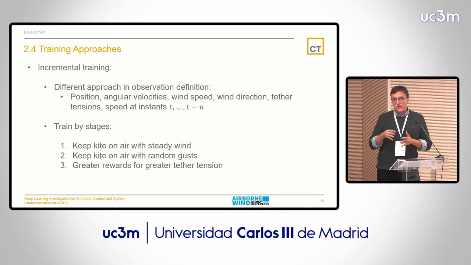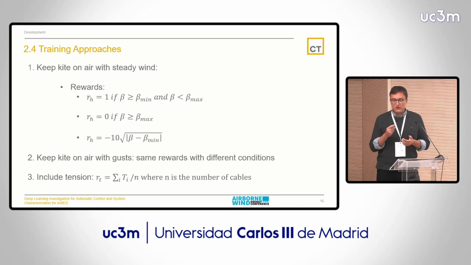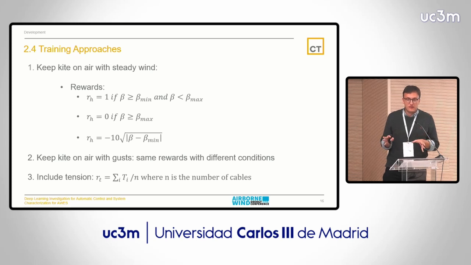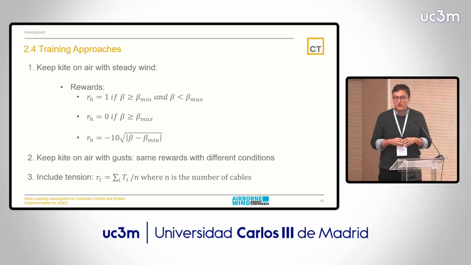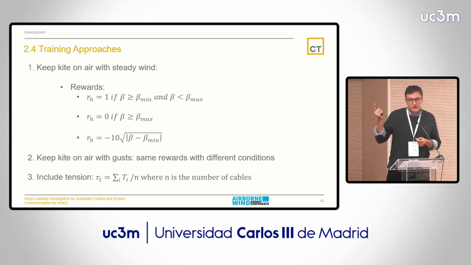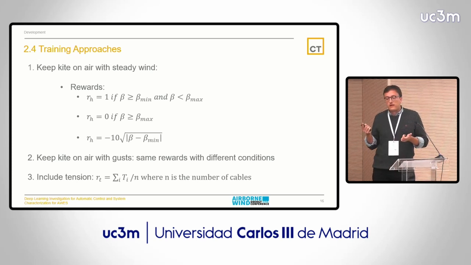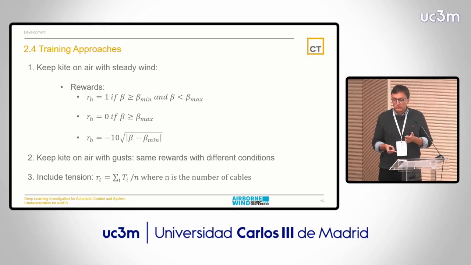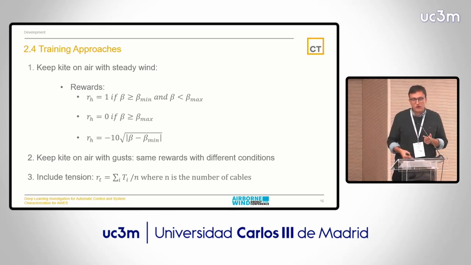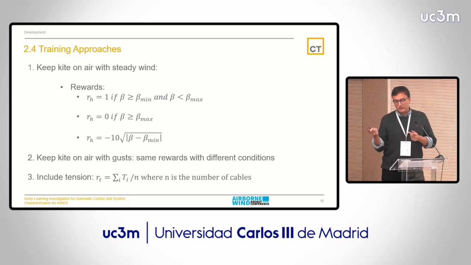So first we trained the agent in the air with steady wind. We tried a random series of wind directions and wind magnitudes, and we defined a reward where the system was rewarded if it stayed in an interval of elevation angles. It neither rewarded nor punished when it went above, as the kite is still in the air, and it punished with a square law when it was below the lower limit.